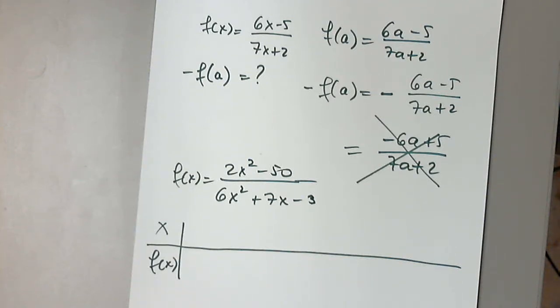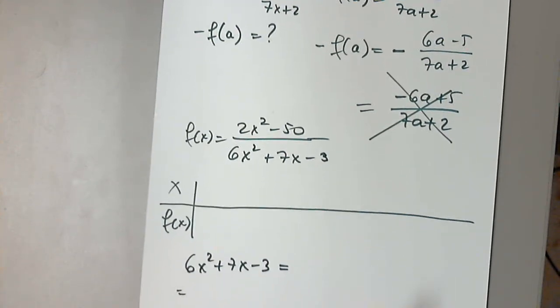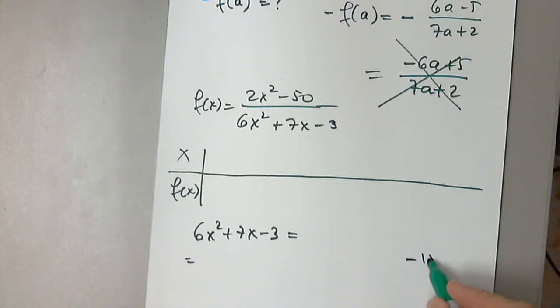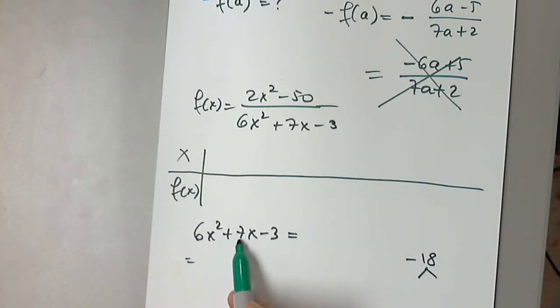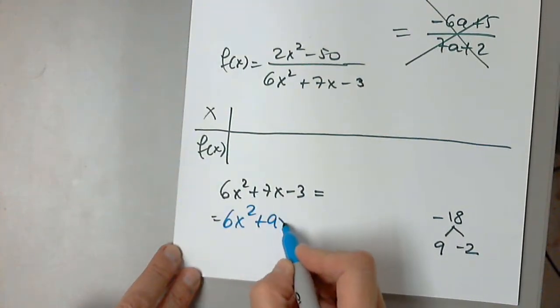Excellent. So I have 6x² + 7x - 3. I don't know which method you prefer. I prefer the method of multiplying 6 by negative 3, which is negative 18. And then I need to find a 7, which will be a 9 and a negative 2. But that's the method I like. You do not have to wait for me. You factor it the way you like. I'm showing you the method I like.